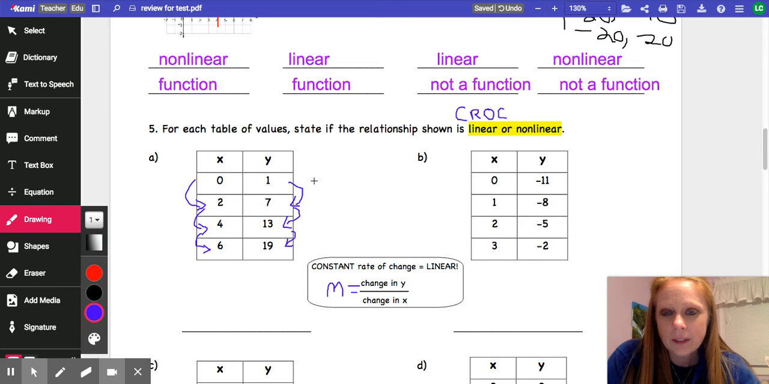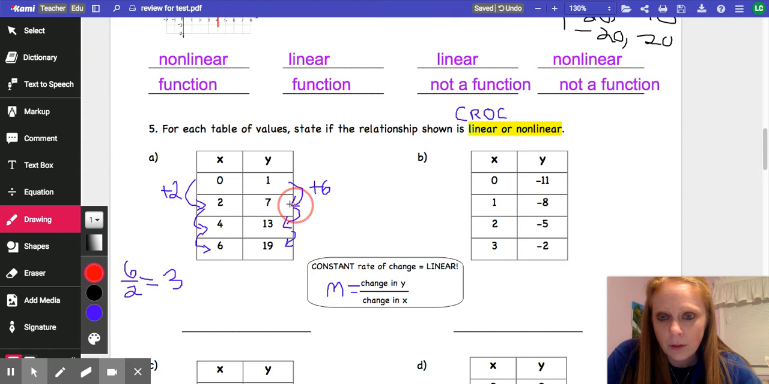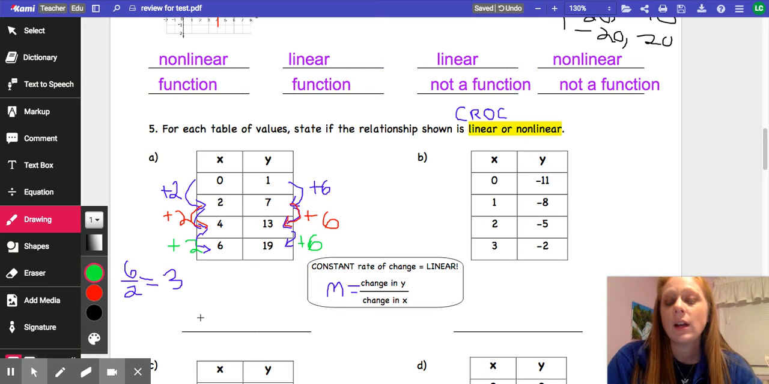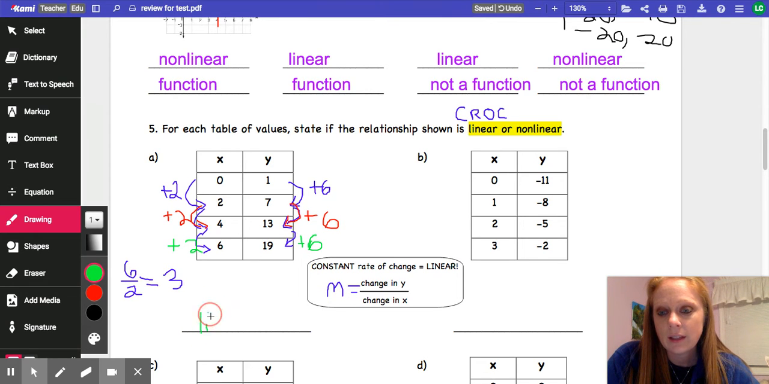So our slope up here, well, let's see, we're going up by 6 and then up by 2. It's change in y over change in x. So 6 over 2, which simplifies to 3. All right, now let's see if our rate of change is 3 for the next set of points. From 7 to 13, we are adding 6. And from 2 to 4, we're adding 2 again. So that's the same. From 13 to 19, we are going up by 6. And from 4 to 6, we're also going up by 2. So we have constant rate of change. That means it is linear.